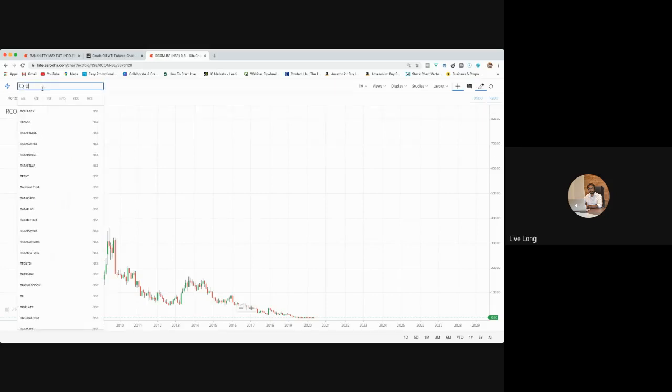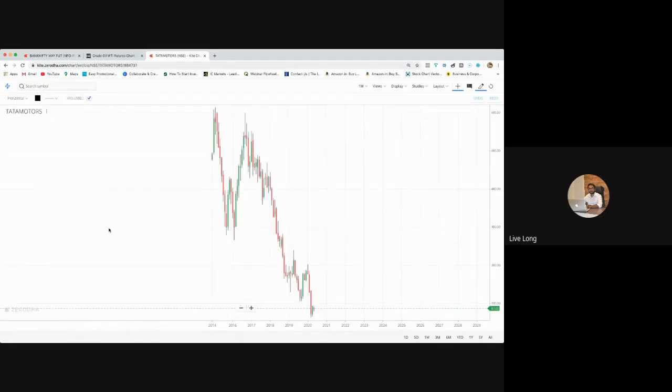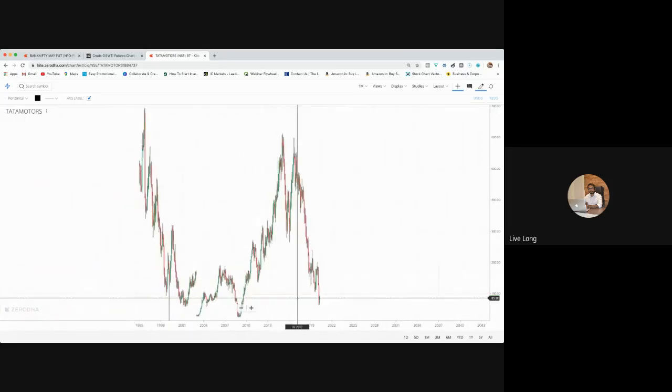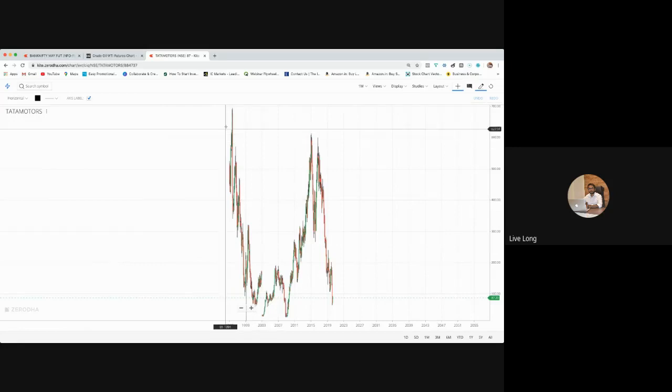So if you ask about Tata Motors, I'll just show you the chart. Looking at the chart of Tata Motors, it was a stock being traded at around 600. Now it has come down to almost 87. There was a time when it was traded at 700 also. Now it is at around 87 rupees.